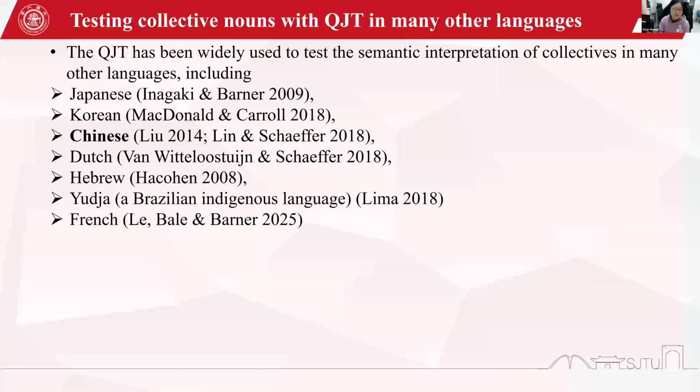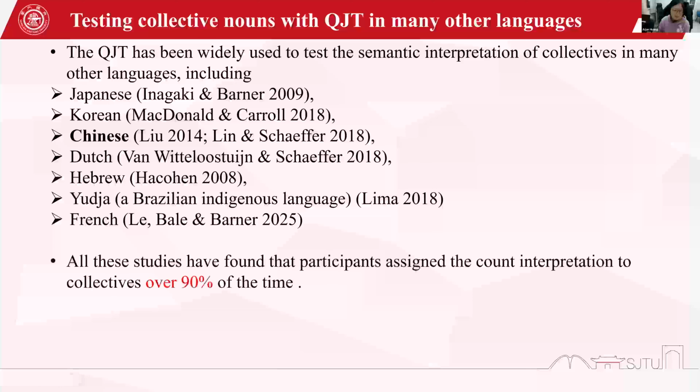Based on this result, the same experimental design is widely adopted to test the semantic interpretation of collectives in many other languages, like Japanese, Korean, Mandarin, Dutch, Hebrew, and French. There is a special issue in Glossa, in which they published a set of papers that all use the quantity judgment task to test collectives.